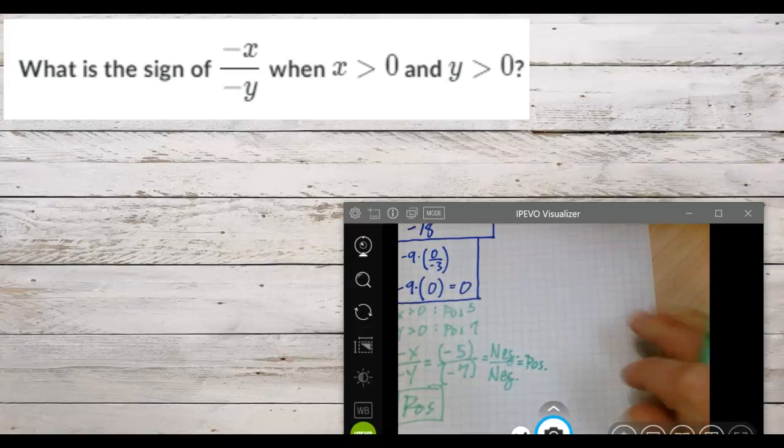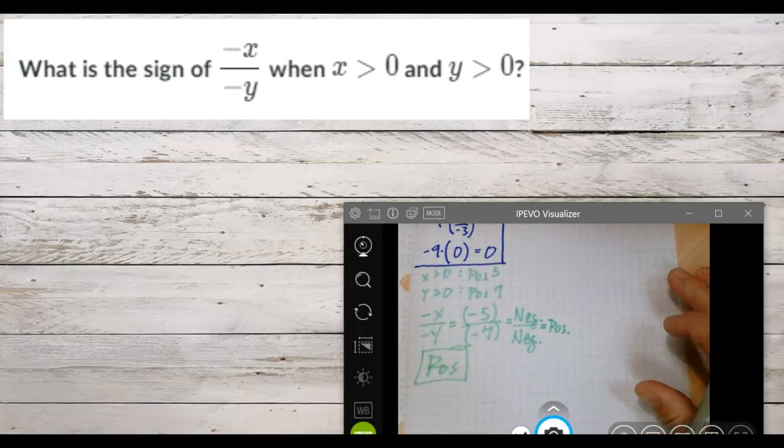So the big thing that we needed to remember to solve that problem is that a negative divided by a negative comes out to be a positive because there are two negatives there.